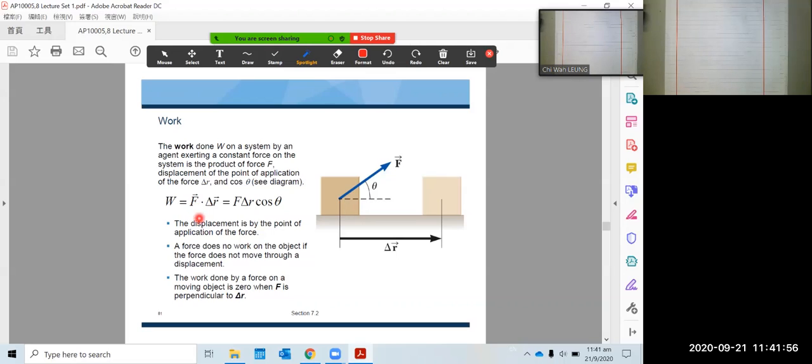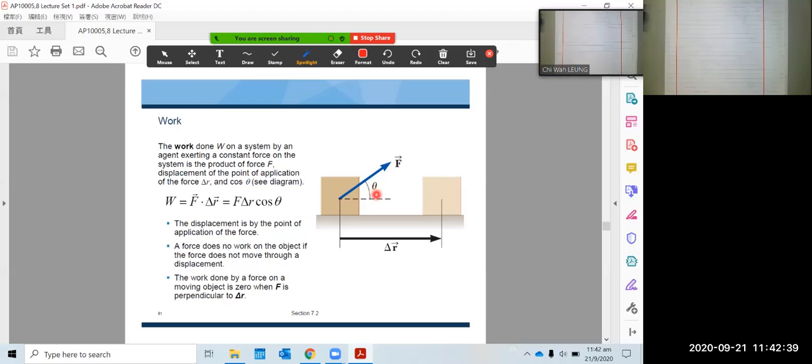The definition of the dot product for two vectors is this one. So you have the magnitude of the force times the magnitude of the displacement times cosine theta, where theta is the angle between the r vector and the F vector. So if you have theta equal to 0, then the work done is positive. That means external force provides a positive energy, positive work done. This work done on the system would be given to the system, and the system gains energy.